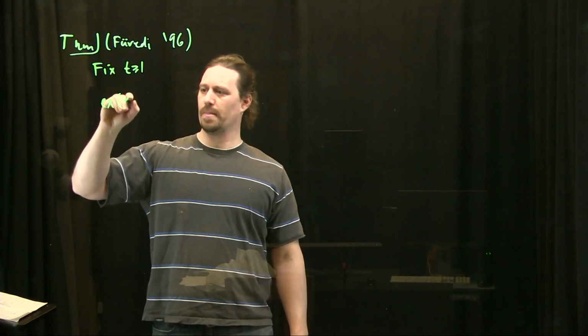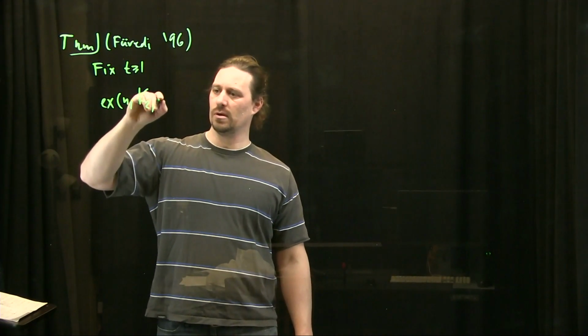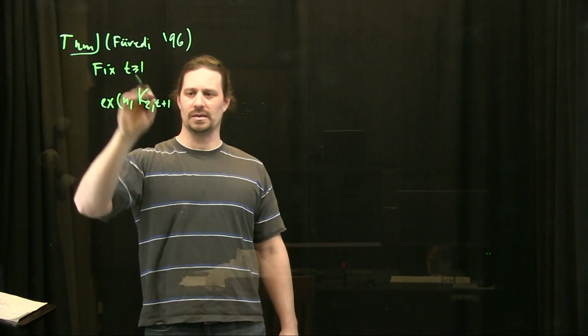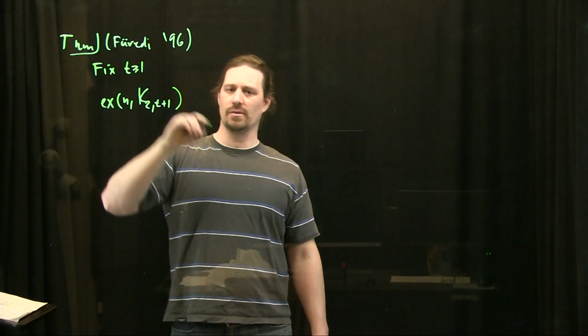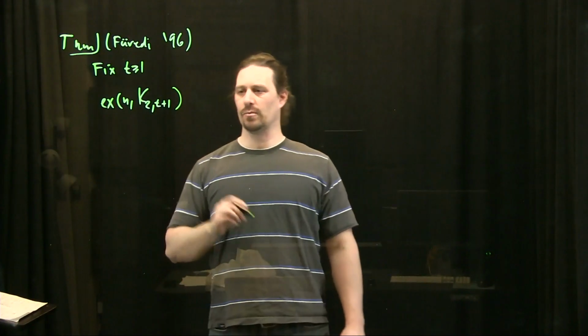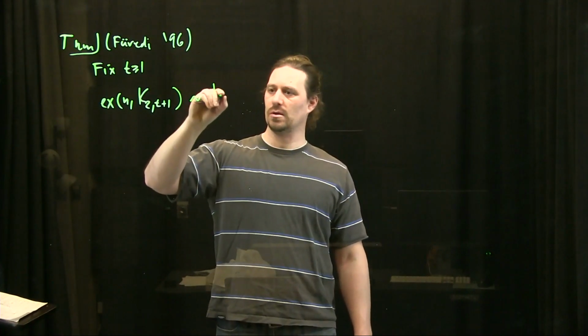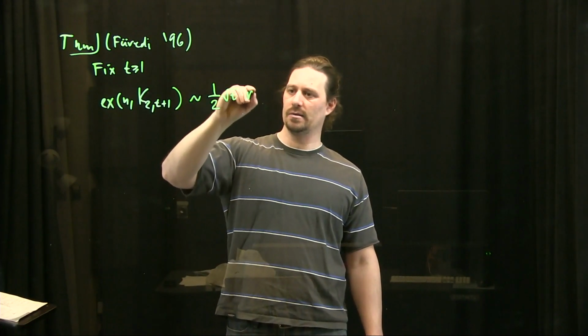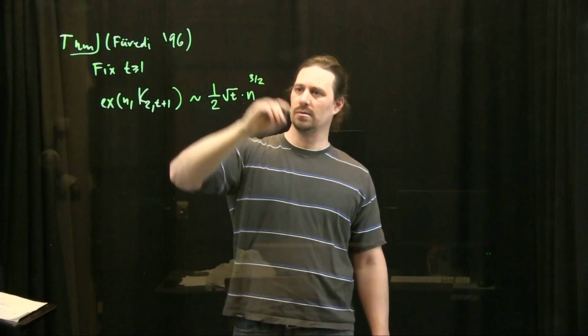The extremal number of K_{2,t+1} instead of t. We could write t and then set t at least 2, but the statement that comes out from it isn't as nice and won't work. So this is asymptotic to 1/2 root t times n to the 3/2.